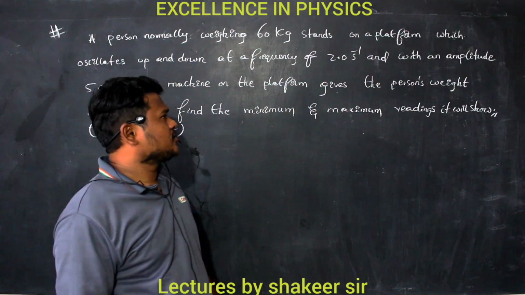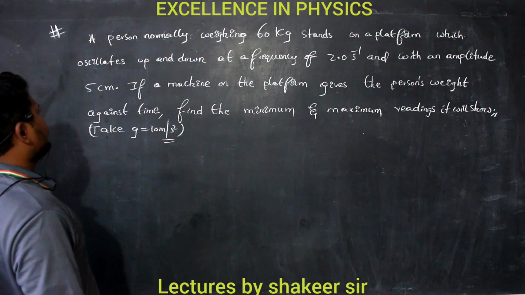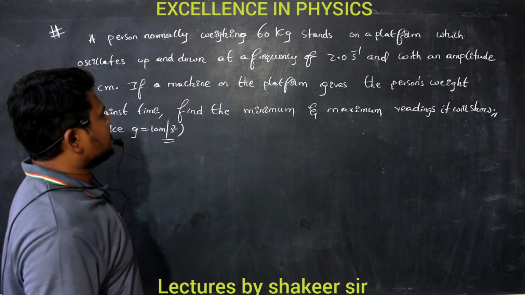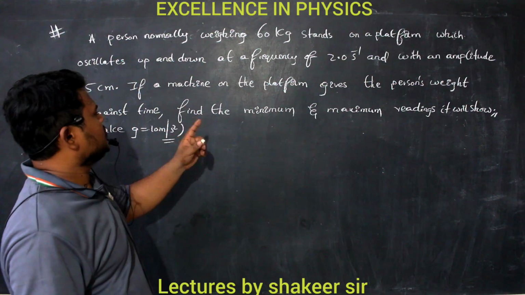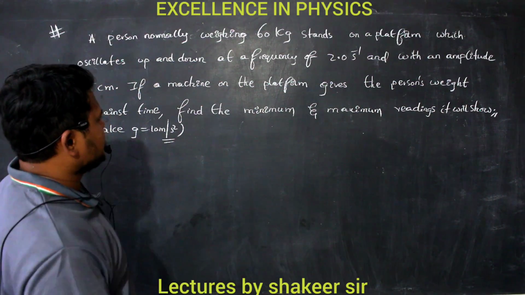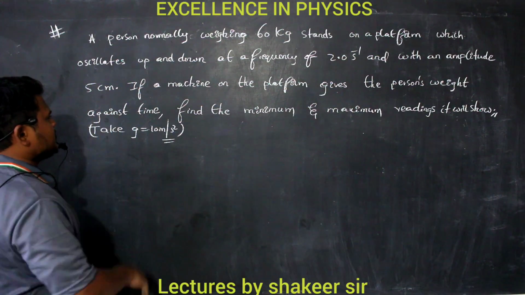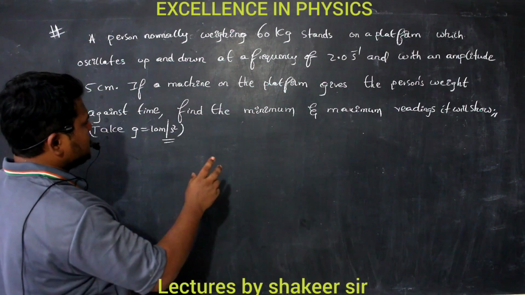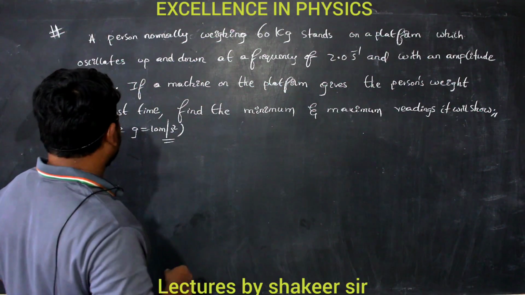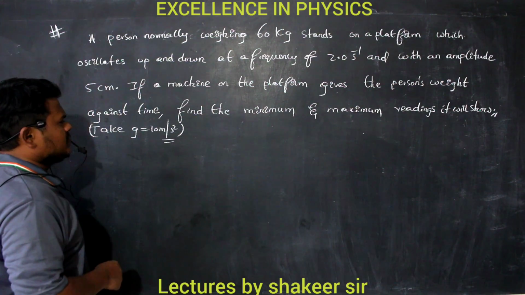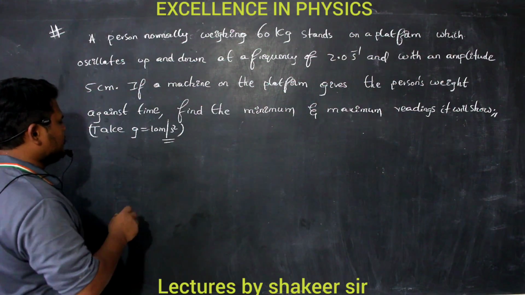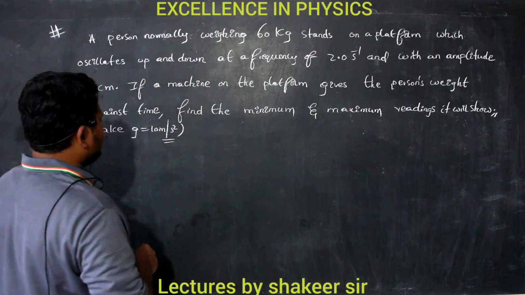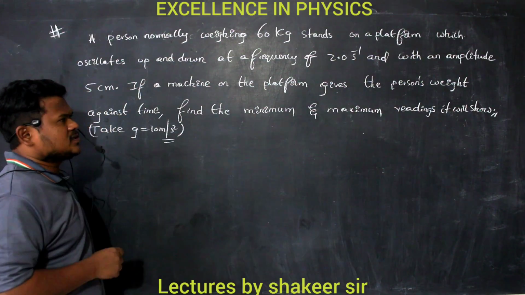Now let us see the next question. A person normally weighing 60 kg stands on a platform which oscillates up and down with a period of 2 seconds and with an amplitude of 5 centimeters. If a machine on the platform gives the person's weight against time, find the minimum and maximum readings it will show. And take the g value to be 10 meters per second square. So this is the question.